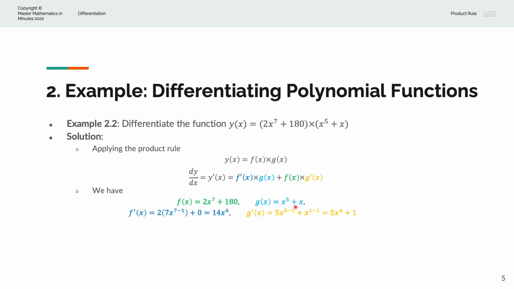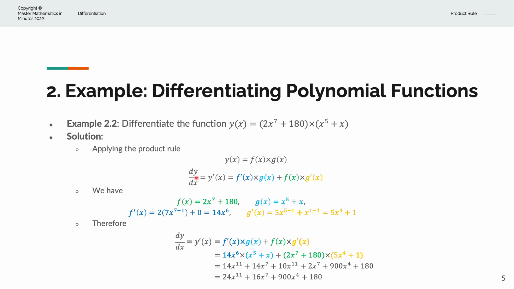And to differentiate g, we'll drop the power of 5 to the front, that becomes 5 times x, and we'll reduce the power by 1, that is 5 minus 1. And differentiating x, we'll reduce the power by 1, so x is basically x to the power of 1, and then we'll subtract 1 when we're differentiating. And that simplifies to 5x to the power 4 plus 1. And so with the functions f, g, as well as f prime of x, g prime of x, we will then substitute these four functions back into the equation to derive the derivative function.